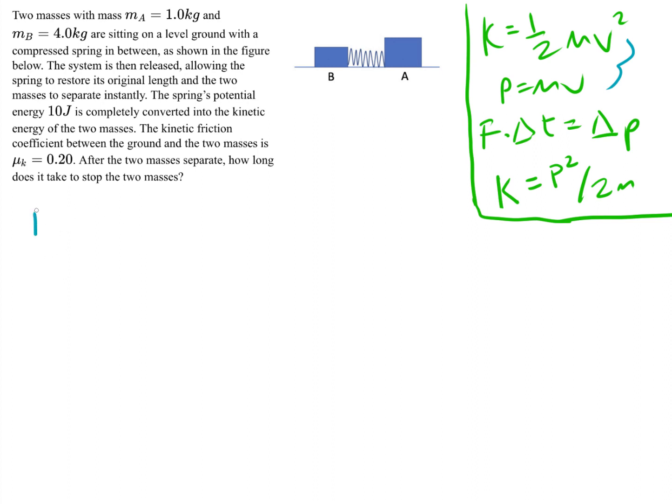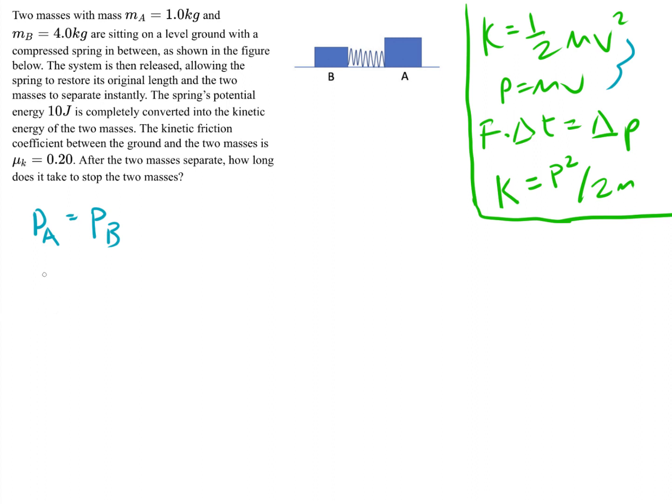Now we know that the momentum that is given to block A is equal to the momentum that is given to block B. Now this diagram is actually a little off. B is actually supposed to be the bigger one, so this is just a relative drawing. So we know that their momentum will always be the same. The momentum of A will be equal to the momentum of block B after they separate, but their kinetic energies are not necessarily the same.